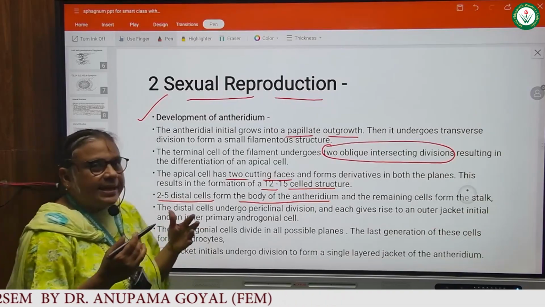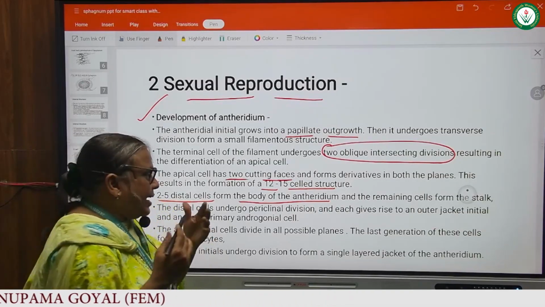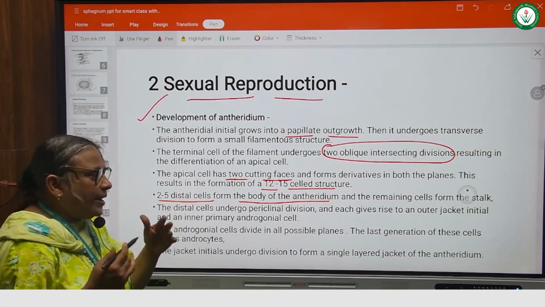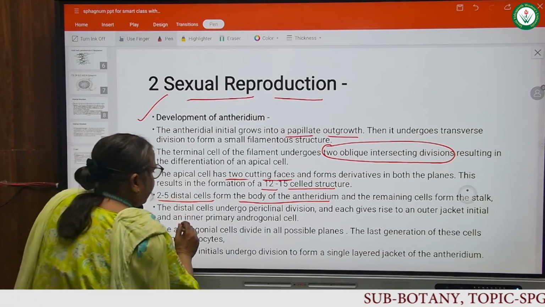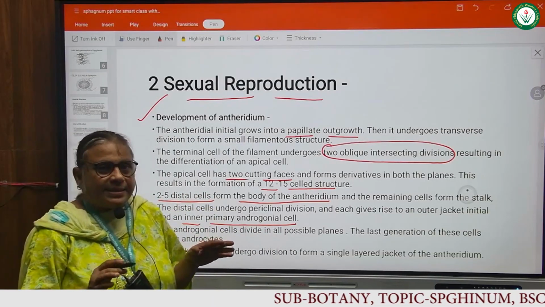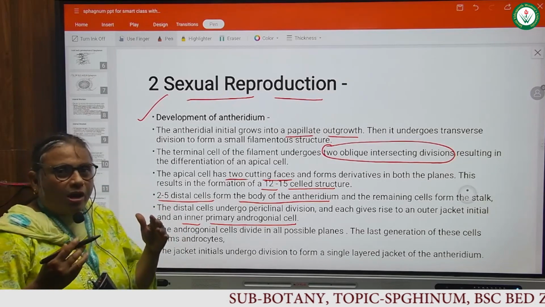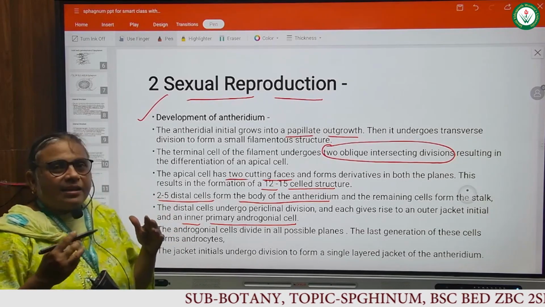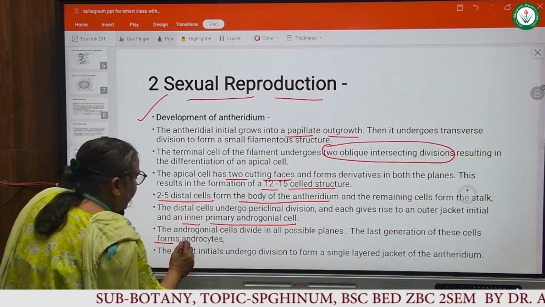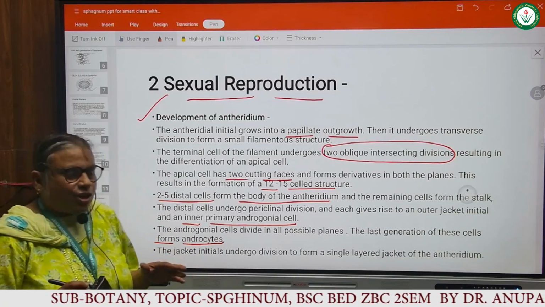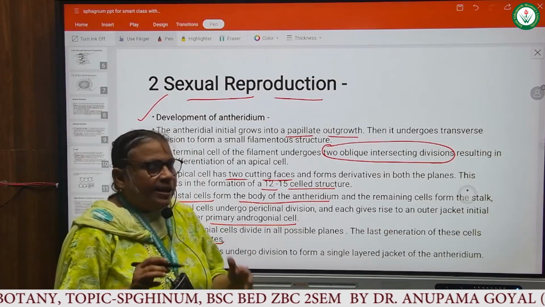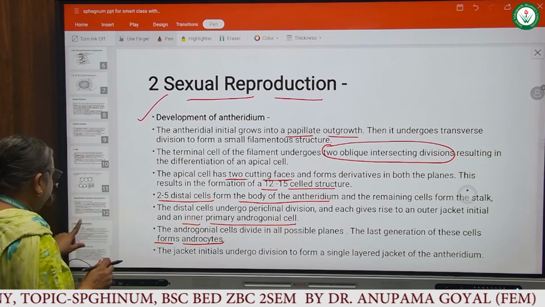The distal cells undergo periclinal divisions and each gives rise to an outer jacket initial and an inner primary endogonal cell. The endogonal cells divide in all possible planes. The last generation of these cells forms the endocytes. The jacket initials undergo division to form a single layered jacket of the antheridium.